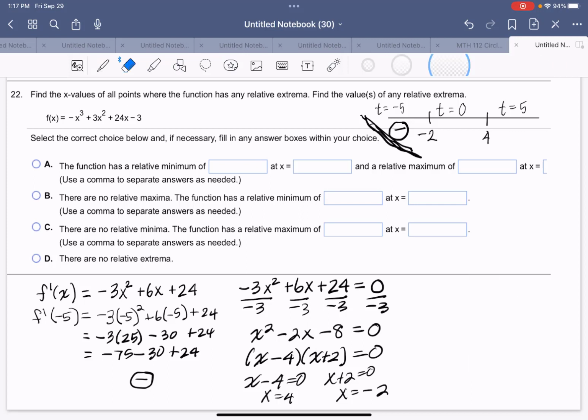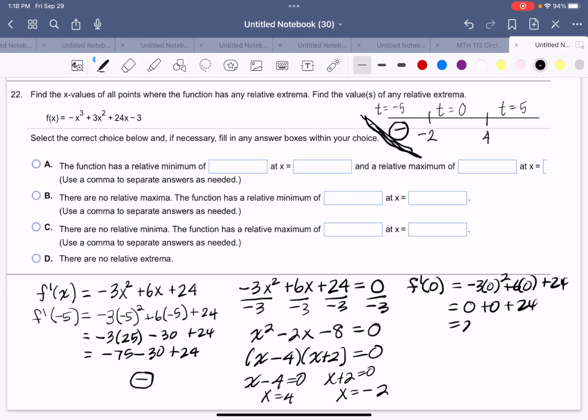Now the next point I need to evaluate is f prime of 0. F prime of 0: negative 3 times 0 squared plus 6 times 0 plus 24. It's going to give me 0 plus 0 plus 24. Well, that's 24, a positive number. So this in-between region is positive. That means it starts to climb again.